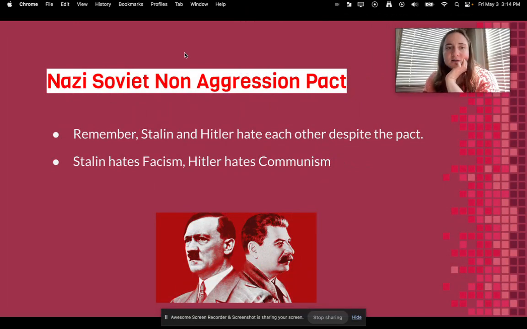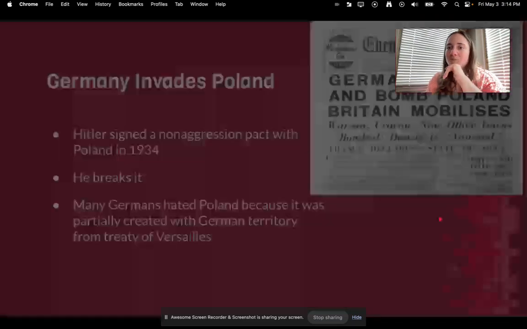All right. So the thing about the Nazi-Soviet non-aggression pact is that although the Soviet Union, Russia, and Germany come together in agreement on this, they still really hate each other. So Stalin, who is the leader of Russia during World War II, so that's Stalin right there, okay, he hates Hitler. Hitler hates Stalin because Stalin hates fascism, which is what Germany is, and Hitler hates communism, which is what Russia is. So, yeah.